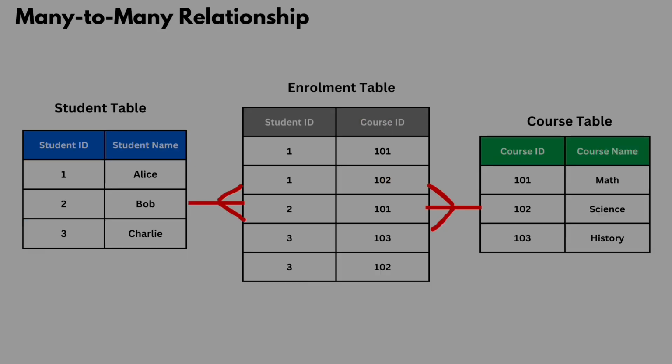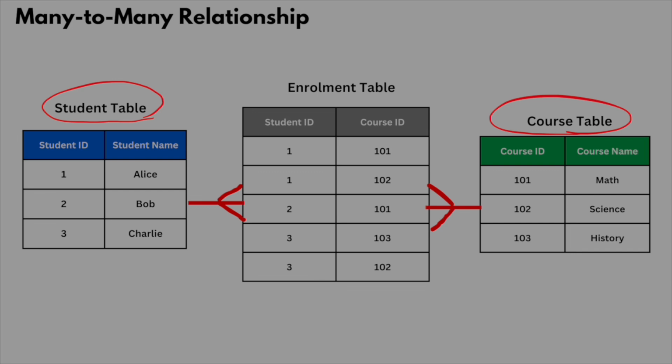The last but not least relationship that we need to know about is called a many-to-many relationship. In this scenario, we have multiple records in one table that are associated with multiple records in another table. To explain this, I have this example here. We have a student table, with all the information about the students.